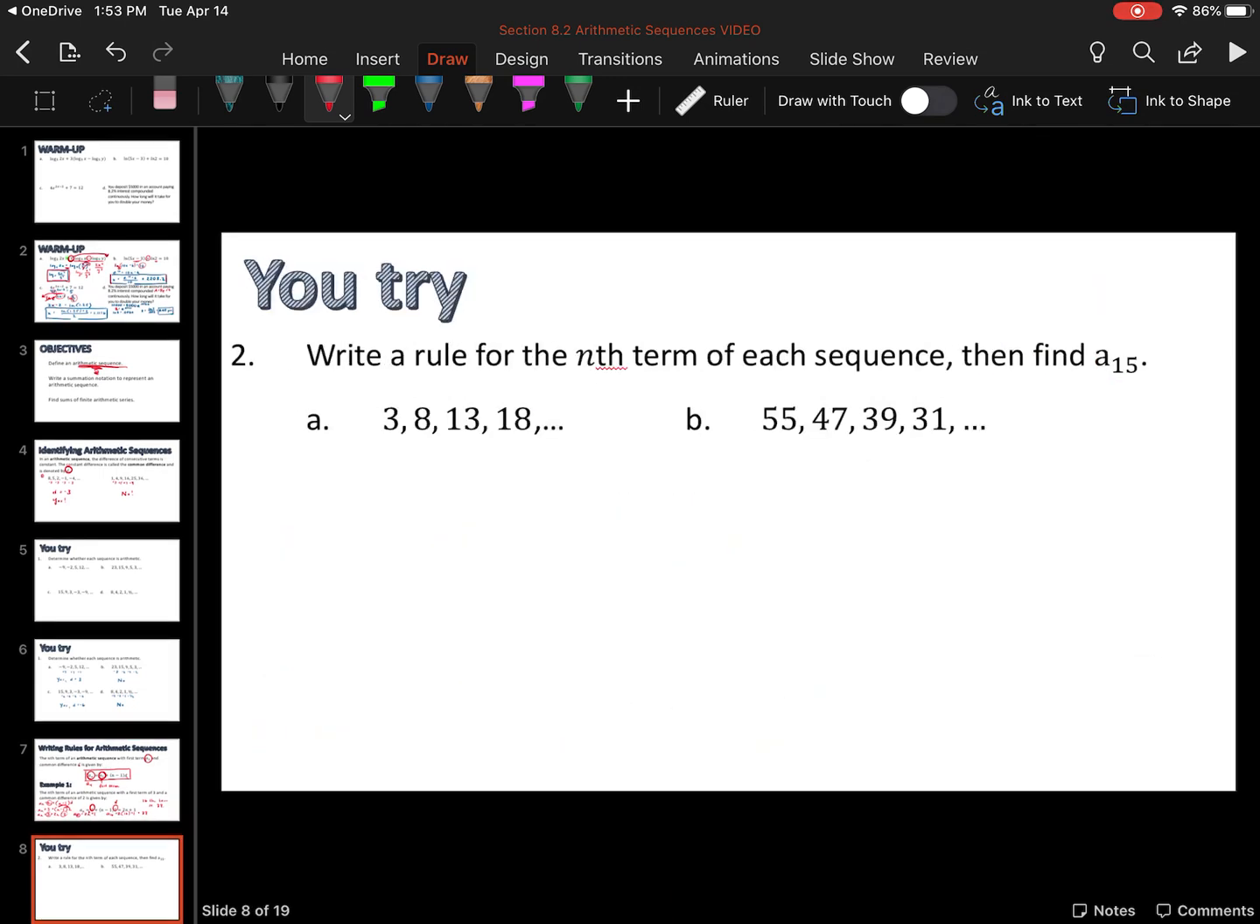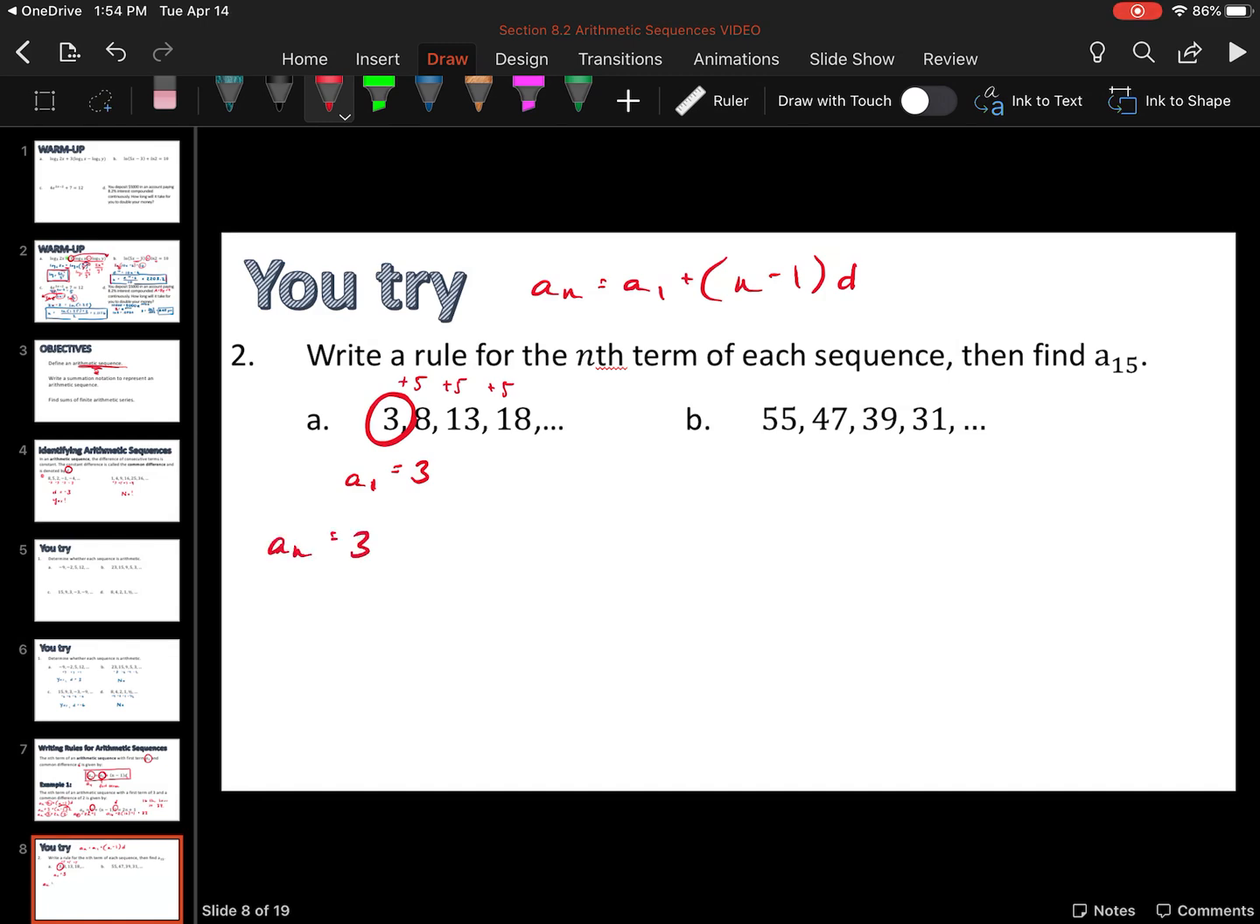So if I look at this next one right here and we want to try the same thing, we want to write out a rule for it. If we look at this, my starting term, a sub 1, is equal to 3. I know it says you try. We'll do the first one together. You can try out the next one on your own. The starting term is 3. And then my common difference, I'm going up 5, up 5, up 5. So when I think back to my formula, it was a sub n is equal to a sub 1 plus n minus 1 D.